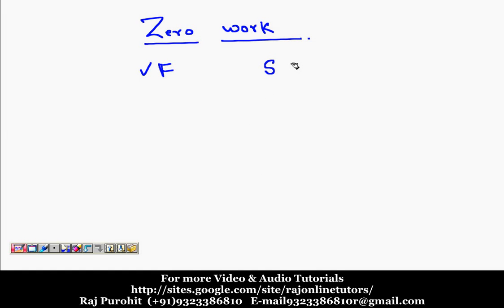Zero work conditions. Now see conditions of zero work. Okay. Now basically there are three conditions of zero work. First of all, the applied force is there, but displacement is not produced.